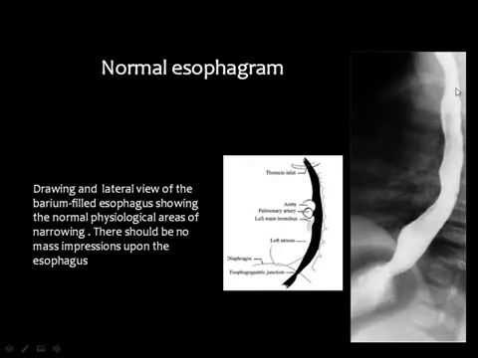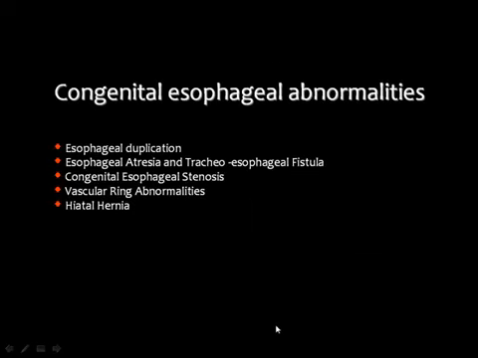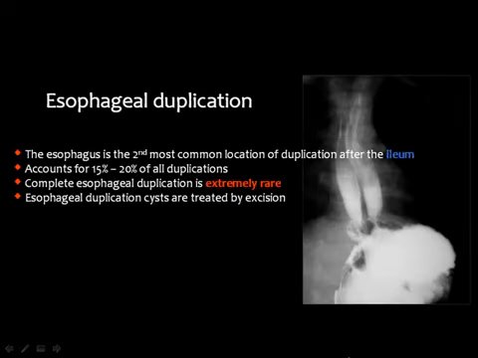And this is the normal lateral view of the barium-filled esophagus, showing some indentations due to vessels and heart along the anterior aspect of the esophagus. Then some of the esophageal lesions, which can be assessed by plain film as well as by barium studies, will include the esophageal duplication, esophageal atresia with or without tracheoesophageal fistula, congenital esophageal stenosis, vascular rings, and hiatus hernia.